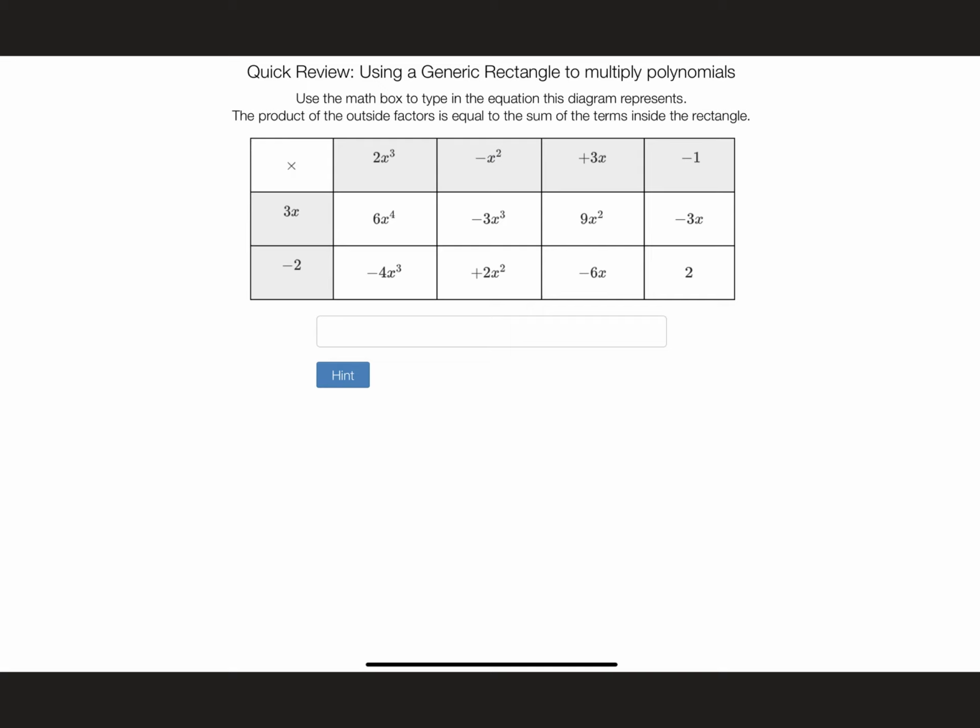Today we're going to be learning how to divide polynomials. But before we can get to that, let's take a second and do a quick review of how to use generic rectangles to actually multiply polynomials. So let's say we wanted to multiply 3x minus 2 times 2x cubed minus x squared plus 3x minus 1. So essentially what we're doing here is we're saying let's do this times this.